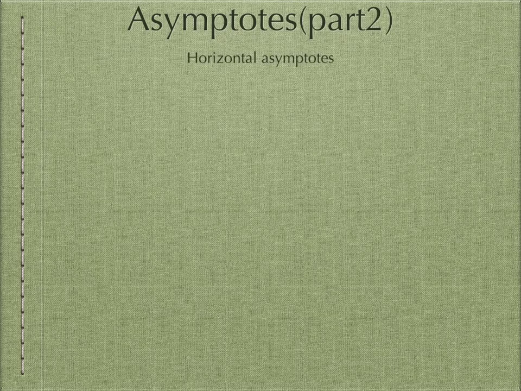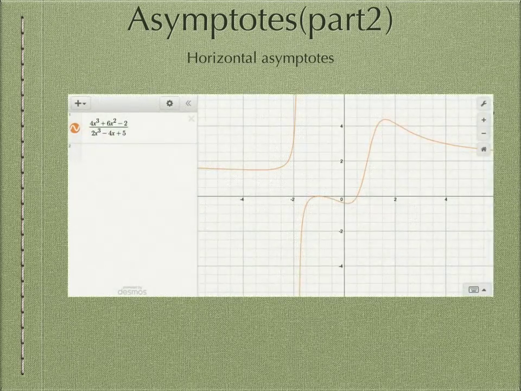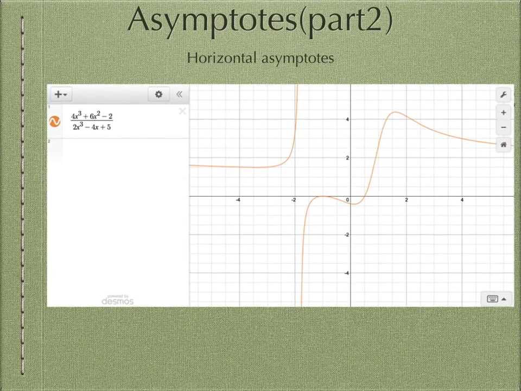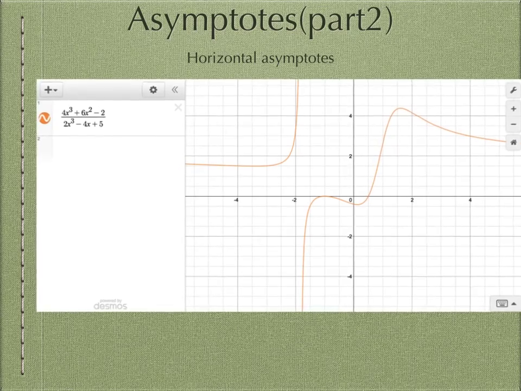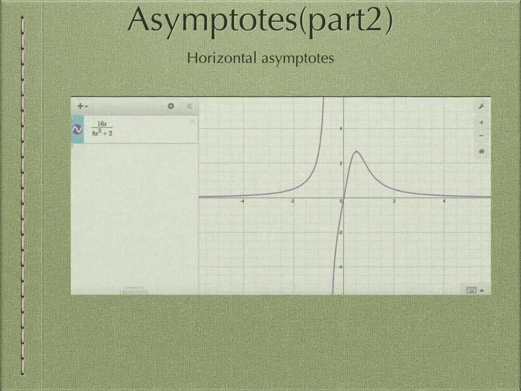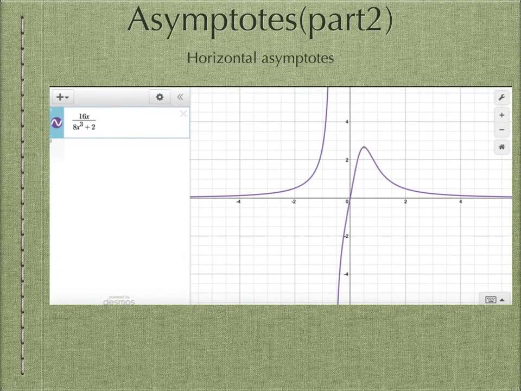And part 2 would be horizontal asymptotes. There's an easy way and there's a right way. The easy way would be we take the highest power in the numerator and the denominator, which is the same, and then we take the coefficients, 4/2, which is 2. The other example would be when your denominator's highest power is more.